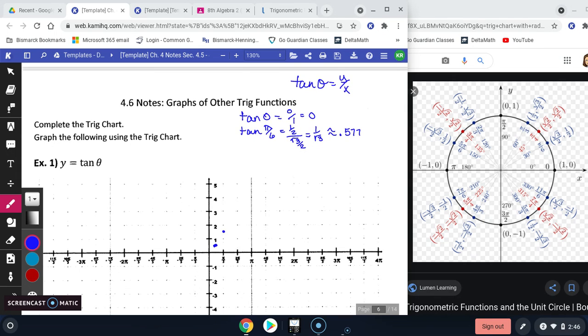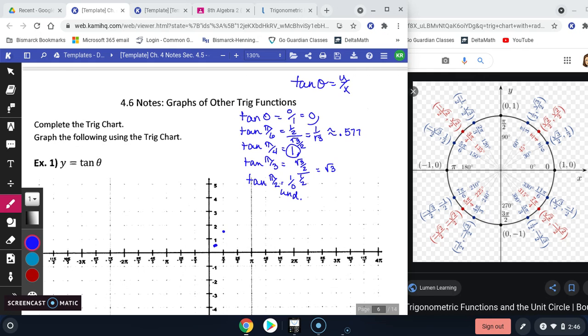Okay, and then tangent of pi over 4, well, root 2 over 2 over root 2 over 2, that's going to be 1. Then tangent of pi over 3 is going to be root 3 over 2 all over 1/2, so this simplifies to square root of 3. And then we get up to tangent of pi over 2. We'd have 1 over 0, and that is going to be undefined.